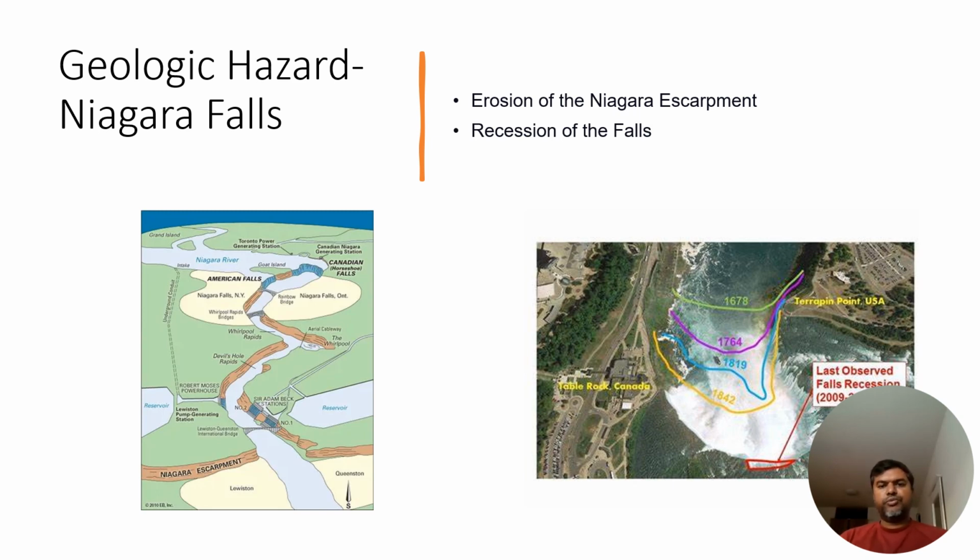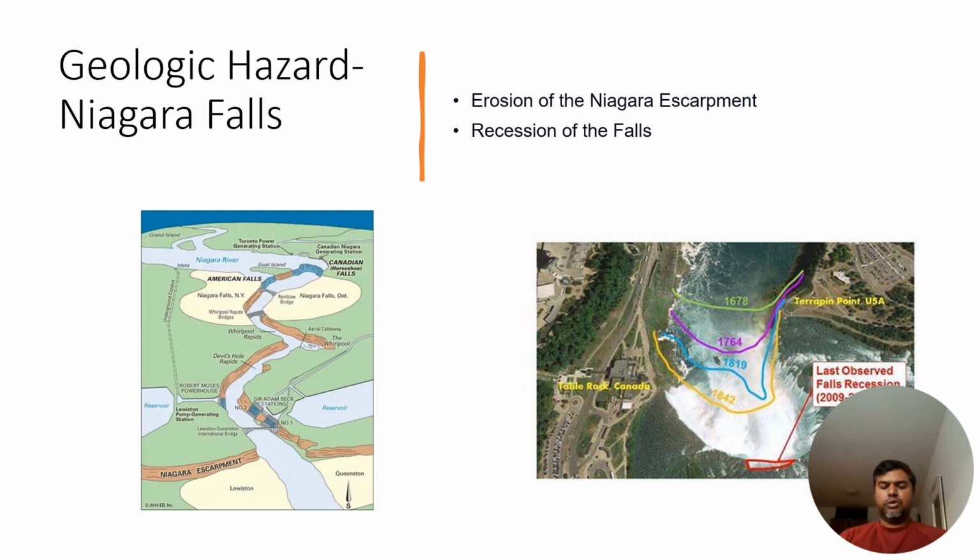Number three, recession of the falls. As the waterfall eroded the underlying shale, large chunks of the overlying limestone would collapse, causing the waterfall to slowly move upstream. This process of erosion and recession has been ongoing for thousands of years, creating the current location and appearance of Niagara Falls.